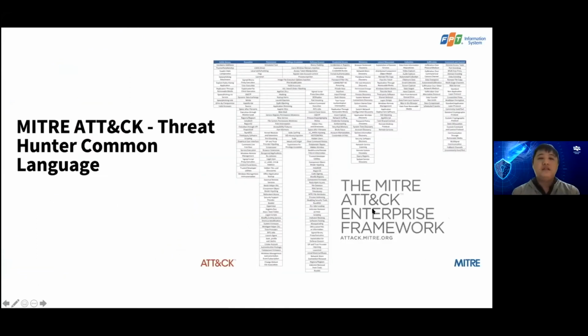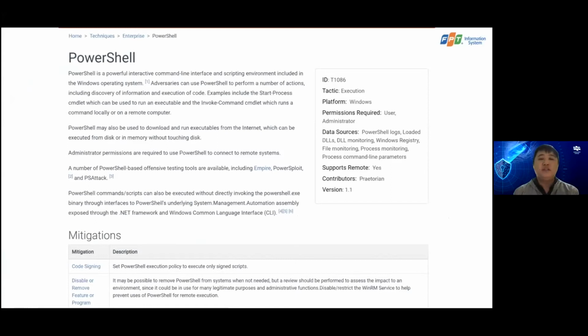I must give a big thanks and a thumbs up to the MITRE ATT&CK Framework, because in the last 3 years we have used it as a common language for all our teams. And I think we can believe that MITRE will become a common language for all the threat hunters around the world. When talking about MITRE, I always talk about PowerShell, because in almost 4 years of tracking, I have seen that most of our incidents occur when the adversary leverages the PowerShell technique.